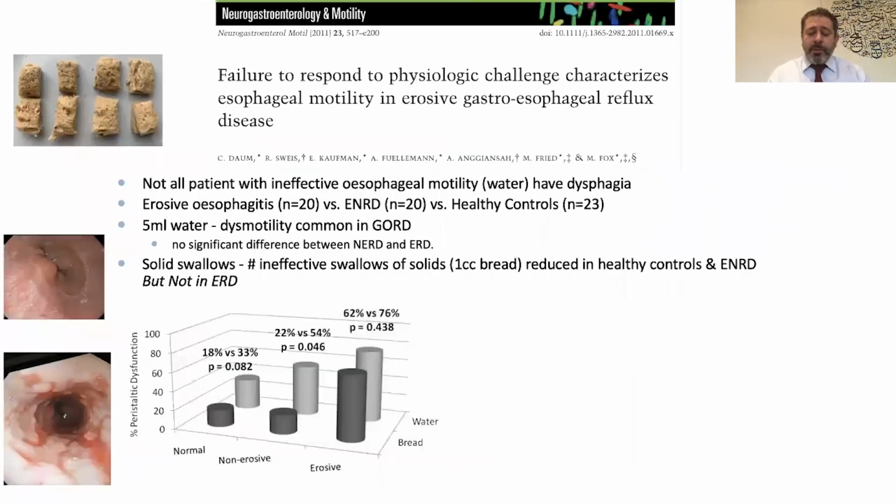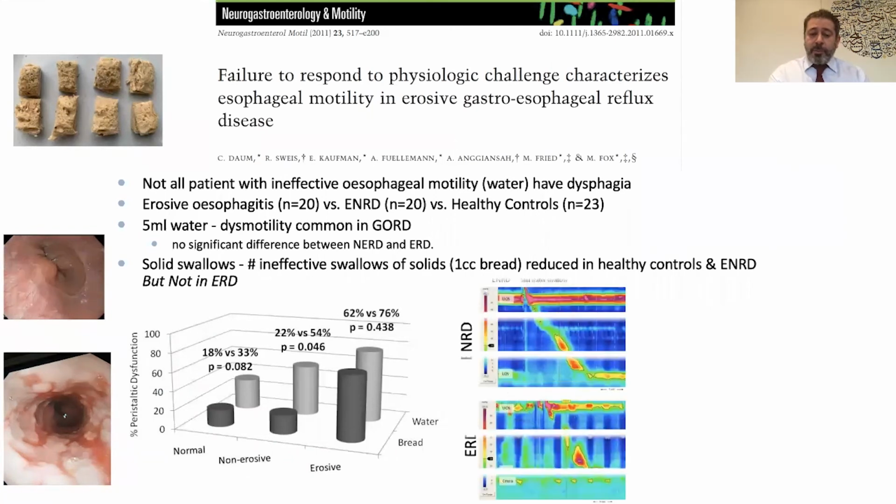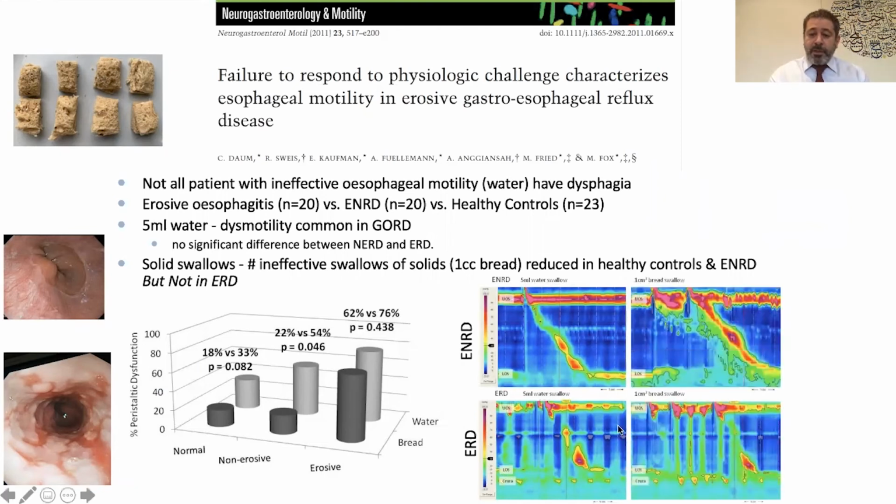We also know that in patients who have endoscopy negative reflux disease, it is not uncommon to find ineffective esophageal motility with water swallows. But when you give solid swallows, it is not uncommon for this to correct itself, in which case there is peristaltic reserve. Whilst in erosive reflux disease, this is less likely, as you can see here. So this is peristaltic reserve, and here there is absent peristalsis, which persists with erosive reflux disease.